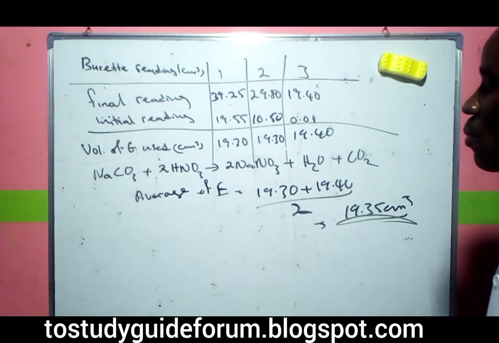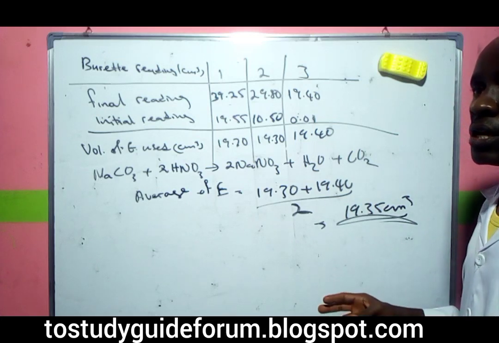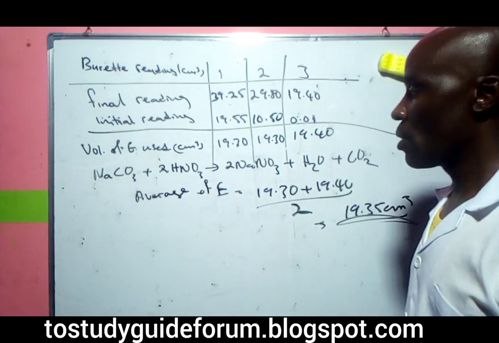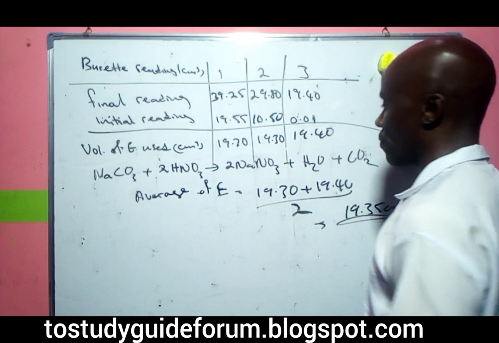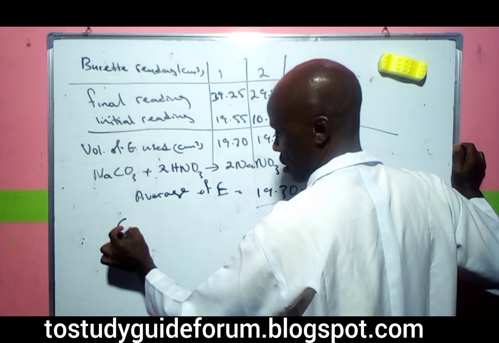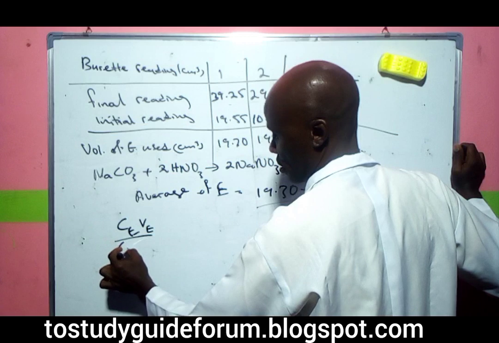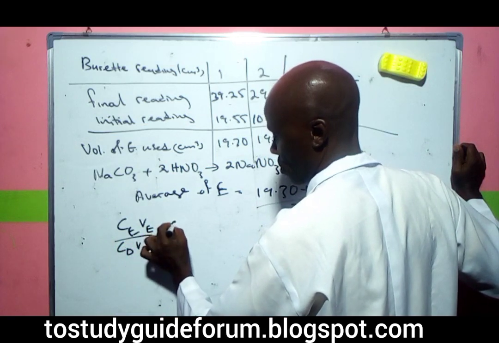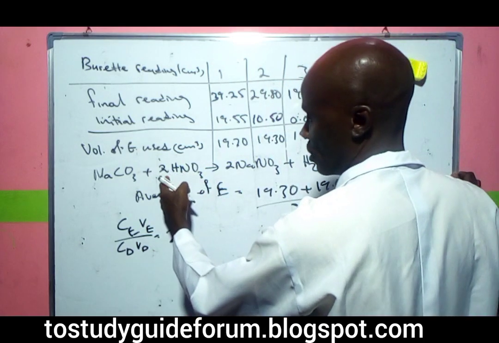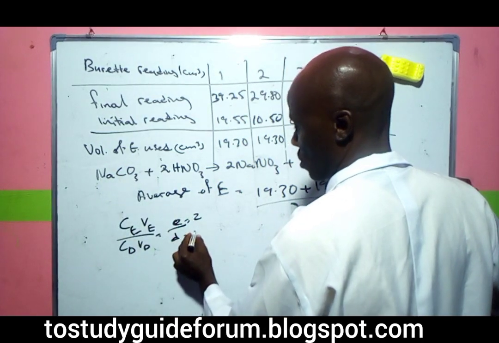The next question they said that we should calculate the concentration in mole per dm cube of D. D is the sodium trioxocarbonate. Now, for us to actually do that, we use our relation: C_E V_E over C_D V_D equal to n_E over n_D. This is the mole ratio which we'll get from the equation. For E it is 2, and for D it is equal to 1.